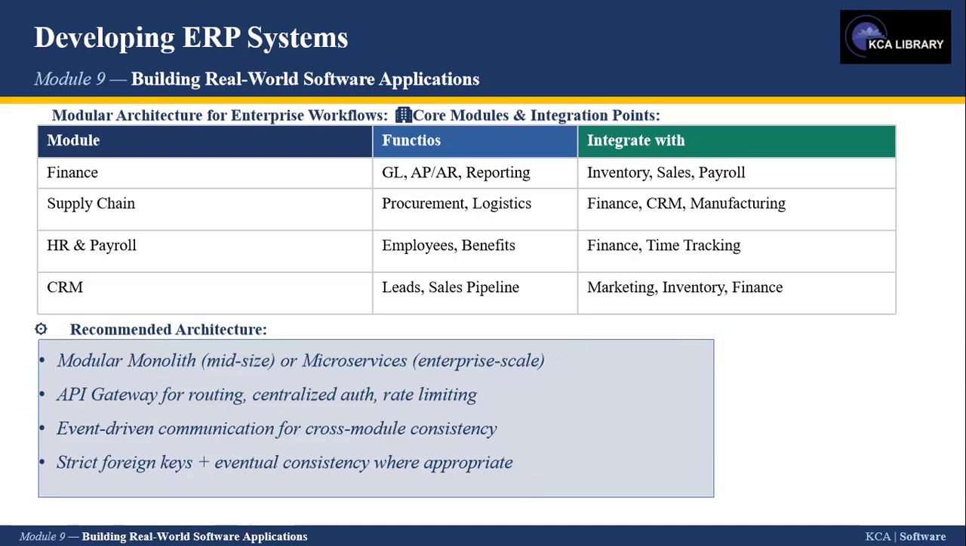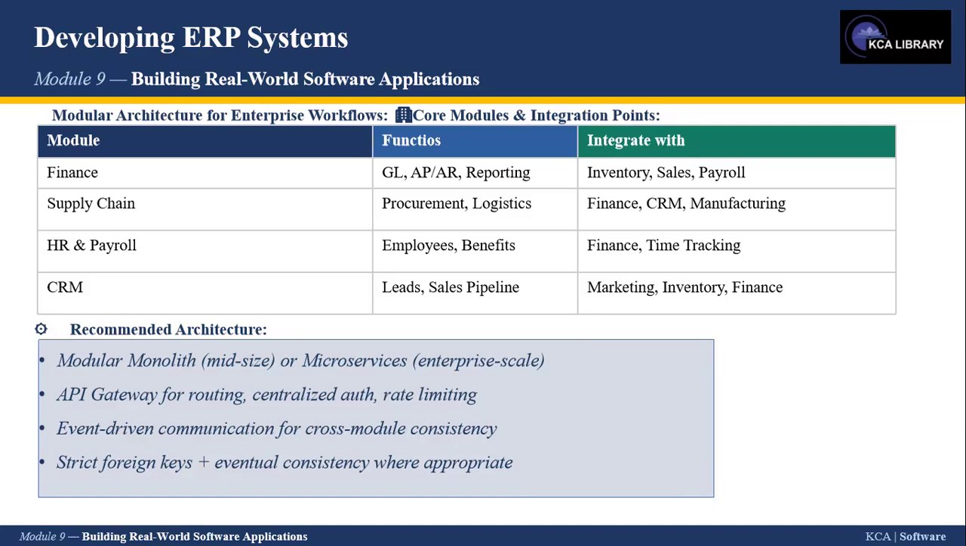Developing ERP systems. An ERP system unifies multiple business functions into a single platform. Core modules are finance and accounting, human resources, supply chain and inventory, customer relationship management, CRM, and procurement. The integration points are an API gateway for routing and centralized authentication, event-driven communication for cross-module consistency, strict foreign keys where needed, and eventual consistency where appropriate.